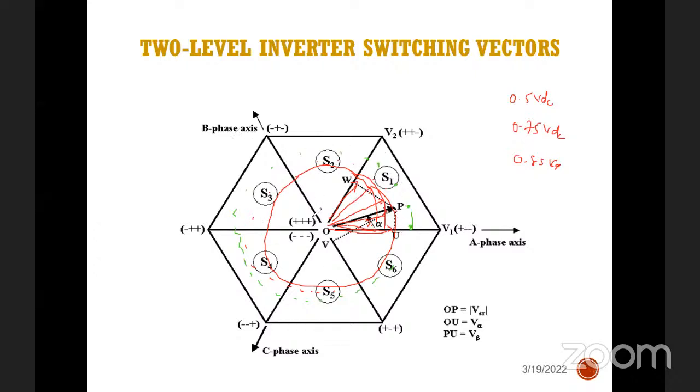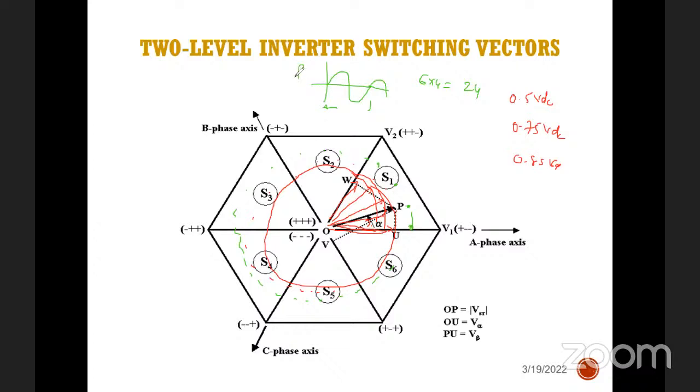So there are 6 sectors. 6 into 4. How many times is it jumping? 24 times. So in one complete cycle of sinusoidal of 50 hertz, the time period is about 0.02 seconds, 1 by 50 seconds we are going to take. So in this, it has to jump for 24 times.